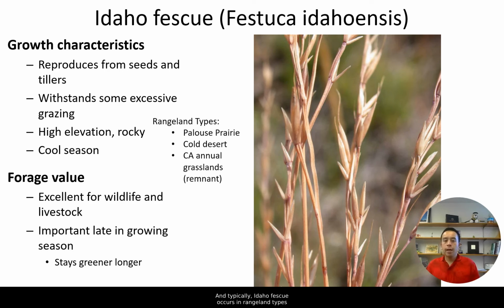And typically Idaho fescue occurs in rangeland types in the west, close to where we are, like in Palouse prairies in the Pacific Northwest, in the cold desert basins in Nevada, and a lot in California native remnant grasslands, especially here in Humboldt in the King Range.